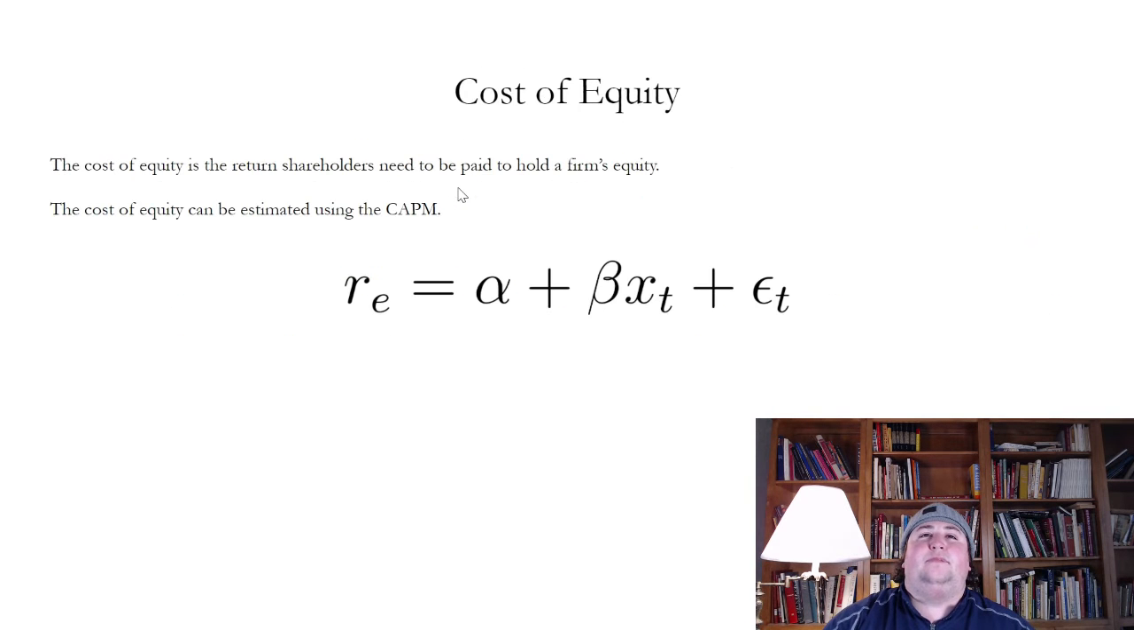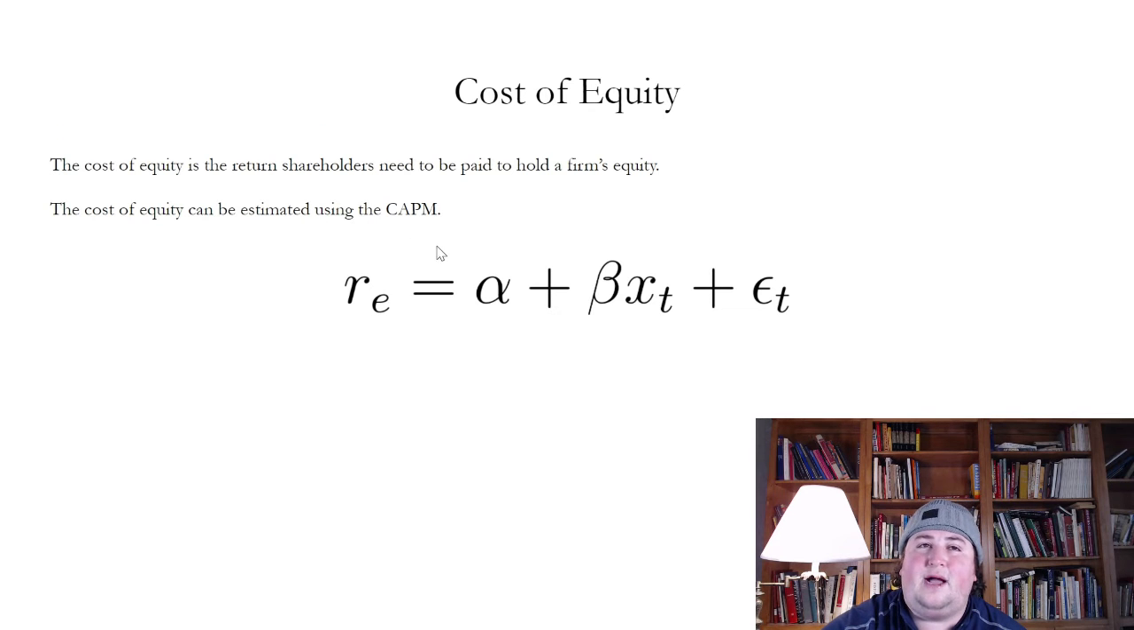Okay. Now, the cost of equity is the return shareholders need to be paid to hold a firm's equity. And so, this is a little bit theoretical because we don't actually pay this amount out to the equity holders. However, if they're not earning a good enough interest rate, they can effectively pull their cash. And so this is sort of what they need to be paid in order to remain shareholders of the business. And so that's the cost of equity, which can be estimated using the CAPM.